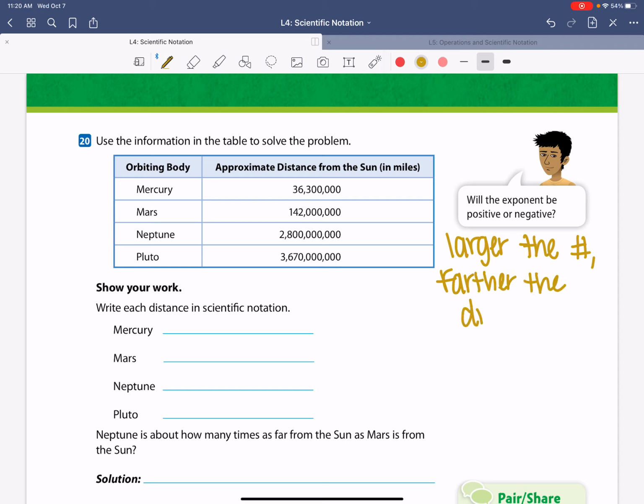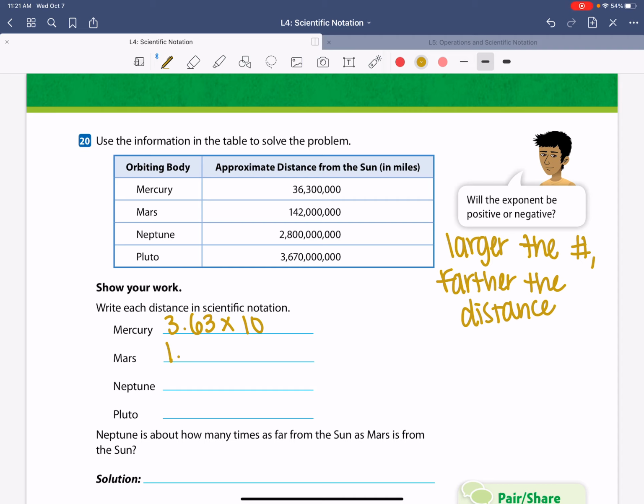Okay, and we're gonna go ahead and move on. So write each distance in scientific notation. Again, you need a number that's between 1 and 10. So you should have a whole number with a decimal and the rest of the digits. All right, so we can have for Mercury 3.63 times 10 to the something, and we'll just come back and add them all up after this.